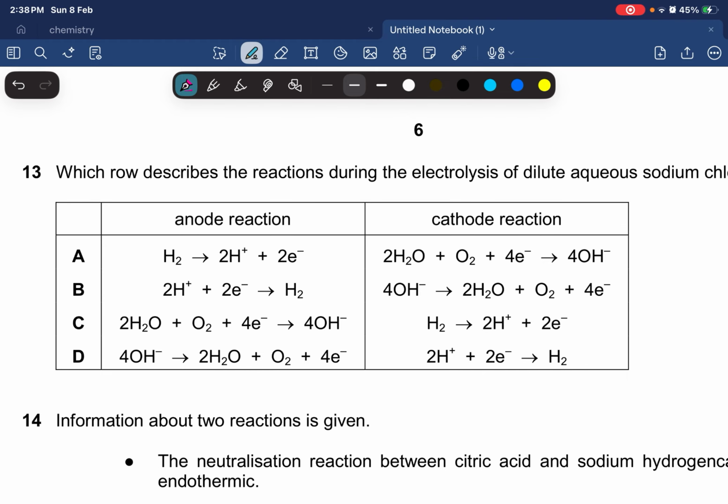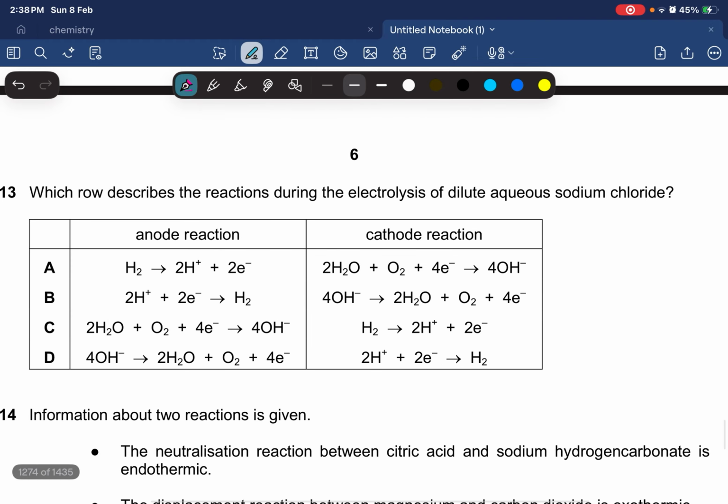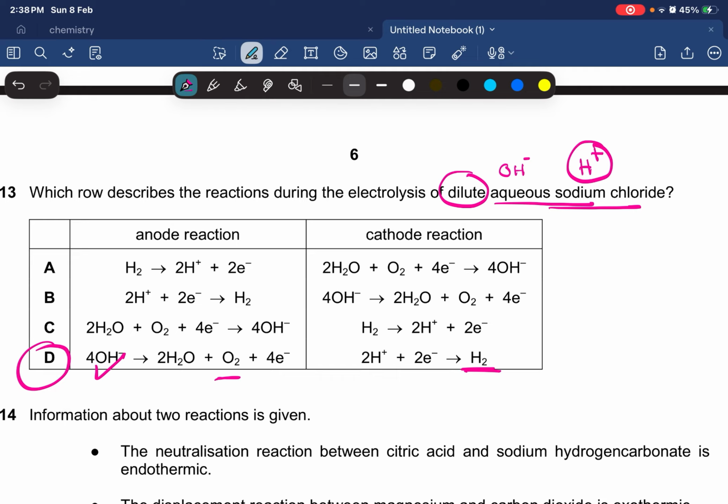Which describes the reactions during electrolysis of dilute aqueous sodium chloride. We have dilute, so we are going to form OH negative, not the chloride ion, and since we have aqueous sodium, the H plus ions are less reactive than sodium, so they are going to be displaced. So at the anode, we are going to form oxygen gas. At the cathode, we are going to form hydrogen gas. So hydrogen and oxygen being formed.